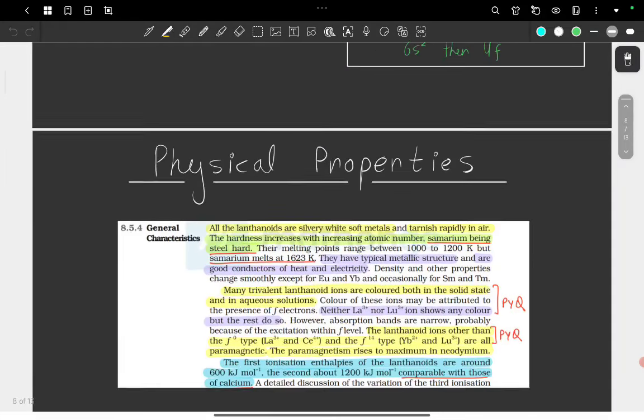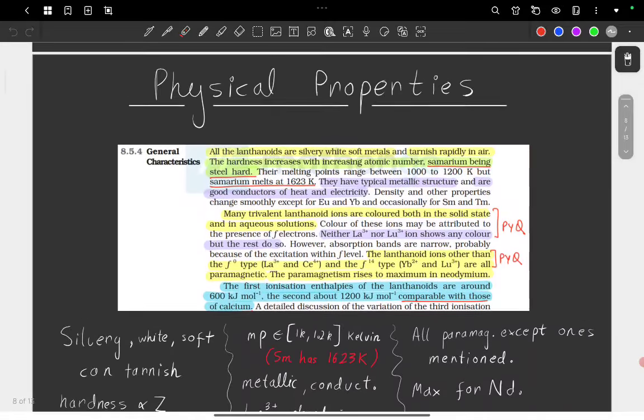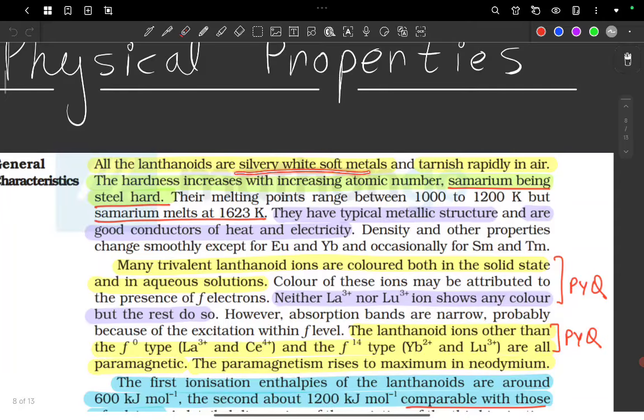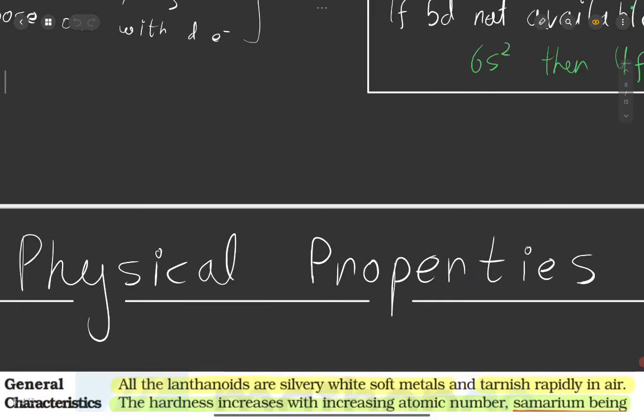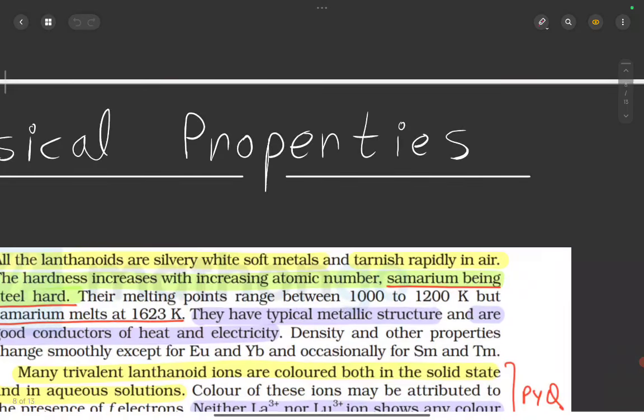So this was it about the electronic configuration. Let's learn about the physical properties of lanthanoids. Now all of them are silvery white soft metals. What does this mean? Their appearance is close to that of silver, and voila, they also tarnish like silver. So use this as a link to remember.